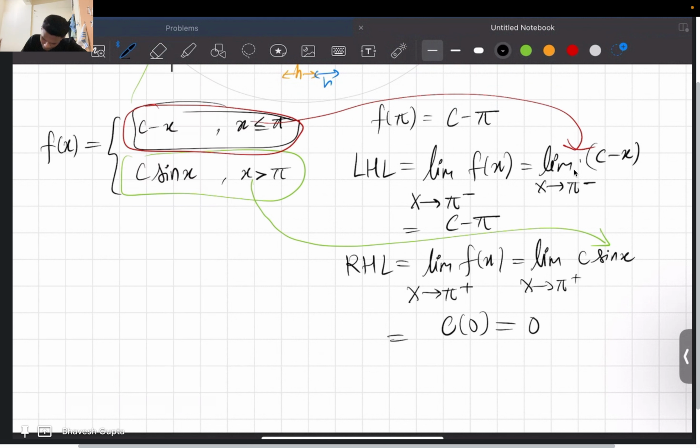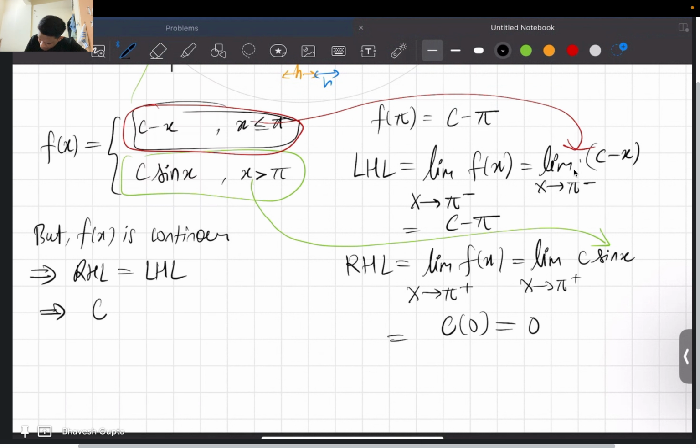Now I use that f of x is continuous, which implies my right hand limit should be equal to the left hand limit. This implies 0 should be equal to c minus pi, which implies c is pi. That's how we solve this continuity problem.